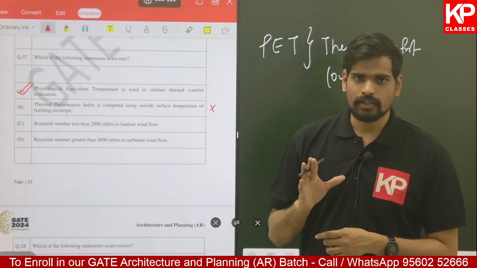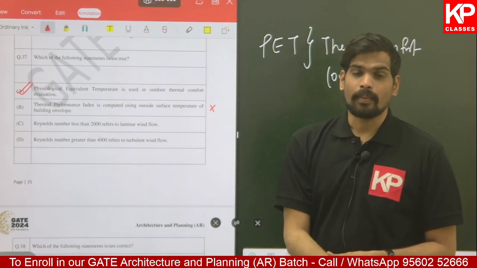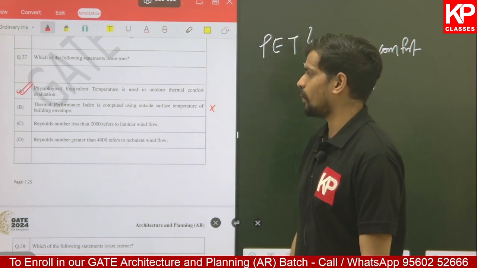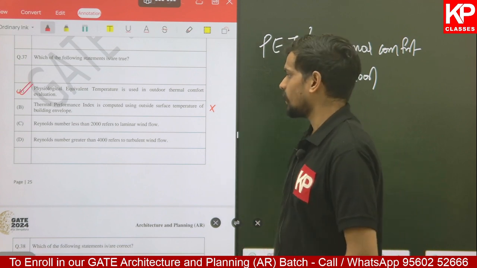It is a slightly advanced concept in which research is still ongoing. So thermal performance index is computed using indoor surface temperature of building envelope. So it's not outdoor. That's not the correct option.